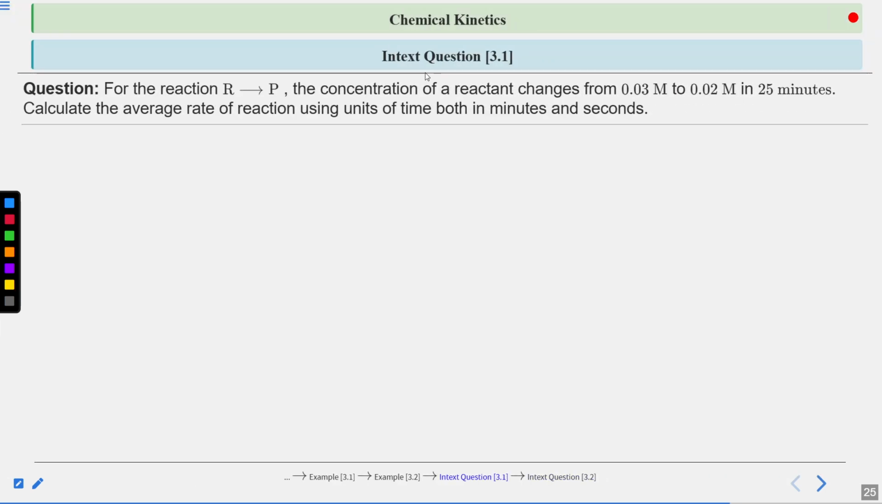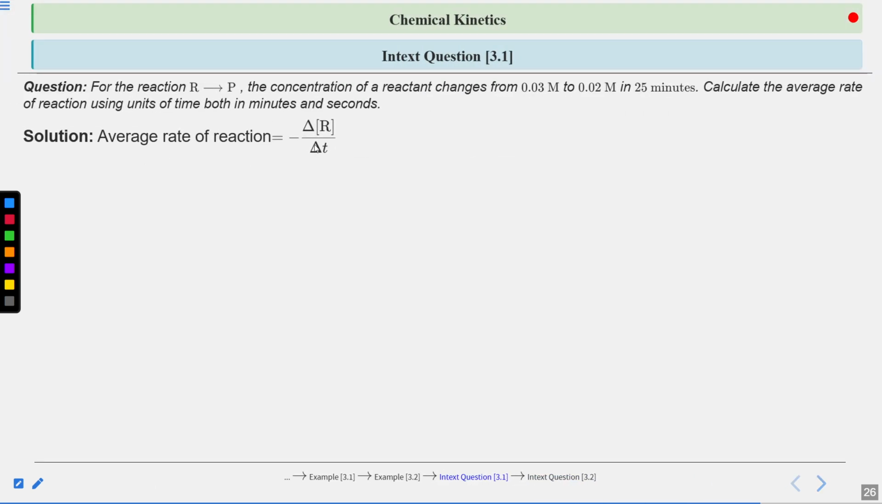Now let's see the in-text question marked as 3.1. For the reaction, reactant is becoming product. Concentration of reactant changes from 0.03 molar to 0.02 molar in 25 minutes. Calculate the average rate of reaction using the units of time both in minutes and seconds. So if you are using the time unit in minutes and seconds, then calculate the average rate for the given reaction. So let's see how you can solve it.